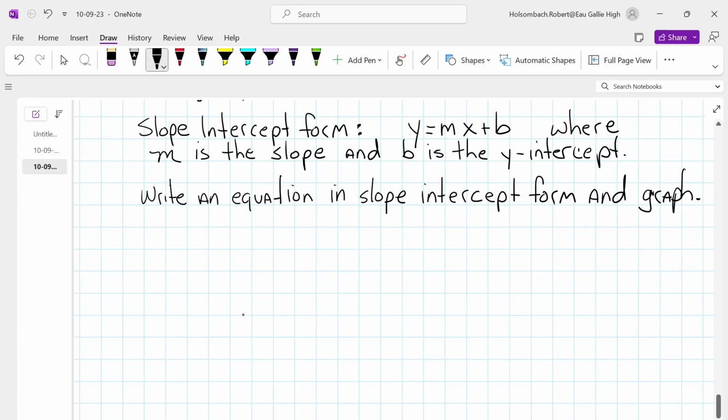So if you're going to write an equation in slope-intercept form and graph the line, the information that you're going to be given, they're going to give you the m. And let's say they tell you that the m is 1/2. And they're going to give you the y-intercept. They might say b is -2. So your equation would be y equals the slope, which is 1/2, the letter x, and then the y-intercept, which is -2. So y equals 1/2 x minus 2.